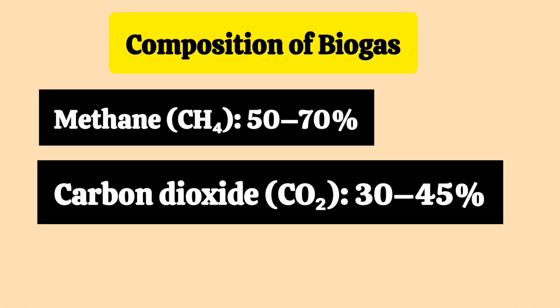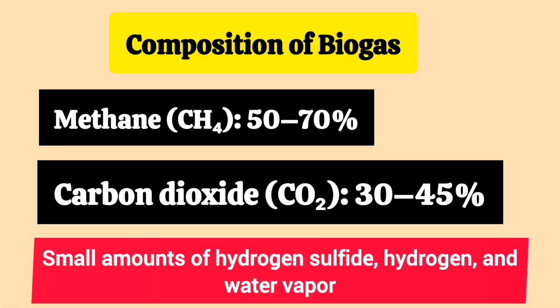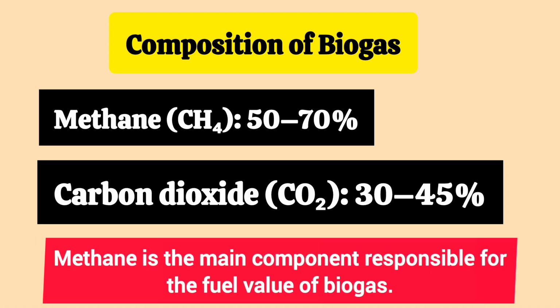Composition of biogas. Methane, CH4, 50 to 70%. Carbon dioxide, CO2, 30 to 45%. Small amounts of hydrogen sulfide, hydrogen, and water vapor. Methane is the main component responsible for the fuel value of biogas.